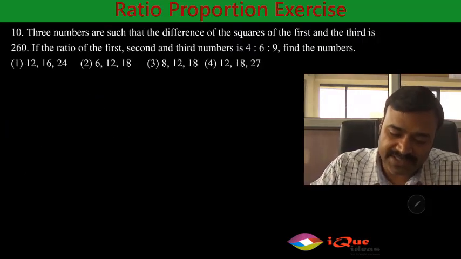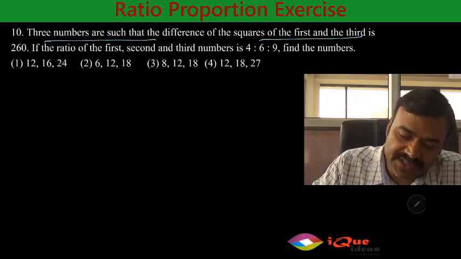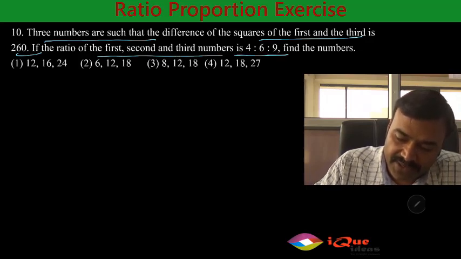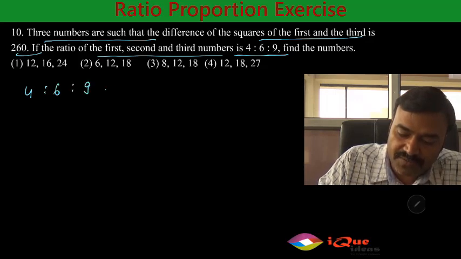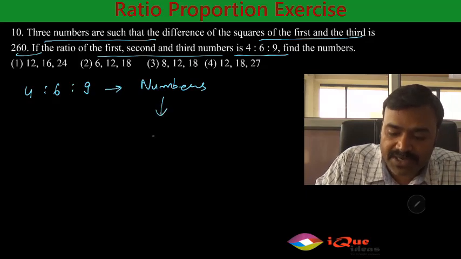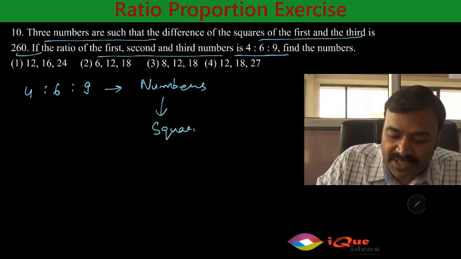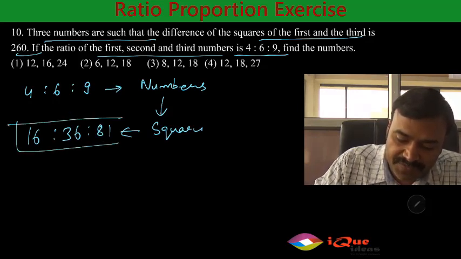Now the next question, it says three numbers are such that the difference of the square of first and the third is 260. If the ratio of first, second, third number is 4:6:9. Perfect. So the ratio given is 4:6:9. This is the ratio of numbers. Right? So if I take squares, remember squares can be taken directly. So if you take squares, their ratio will be simply square of these values. So 4 square is 16, 6 square is 36 and 9 square will be 81. So this has to be the ratio of squares.